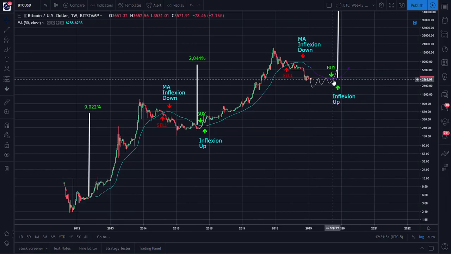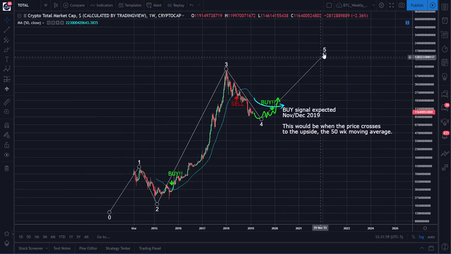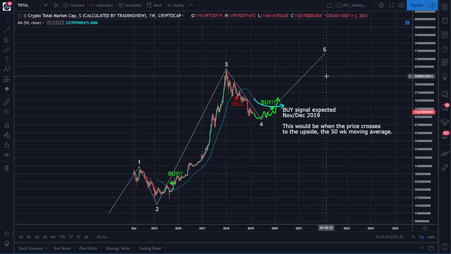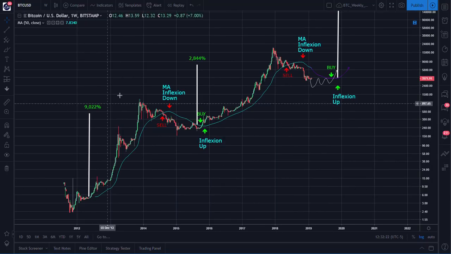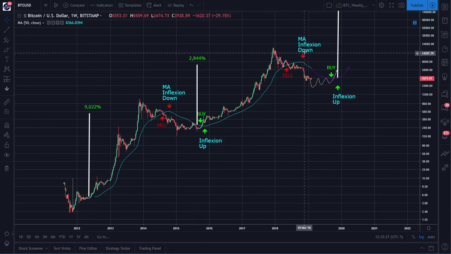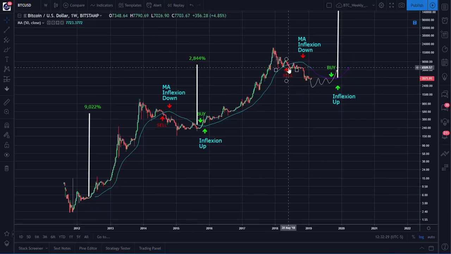It'll get you in to take advantage of this wave 5. It'll get you in and it'll get you out once this 5 is done. You may not get the peaky peak tip top. You in fact almost guaranteed won't get it. But even not getting the exact bottom and top, in this case, the first buy would have given you a 9,000%. Second buy would have given you a 2,800%.